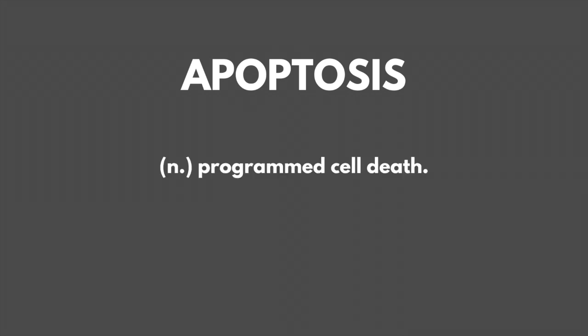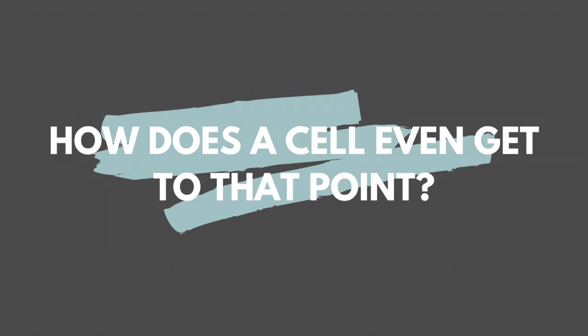In order for a cell to become cancerous, it also has to avoid apoptosis. A simple definition of apoptosis would be programmed cell death. You might be wondering, how does a cell even get to that point? It's not likely, but it is possible that you might get a question related to this on an FRQ.